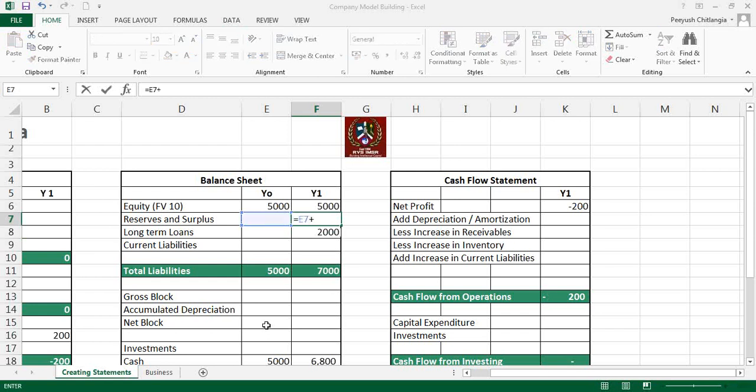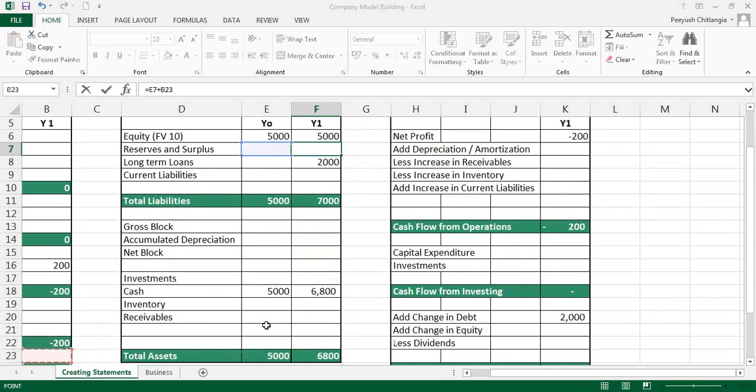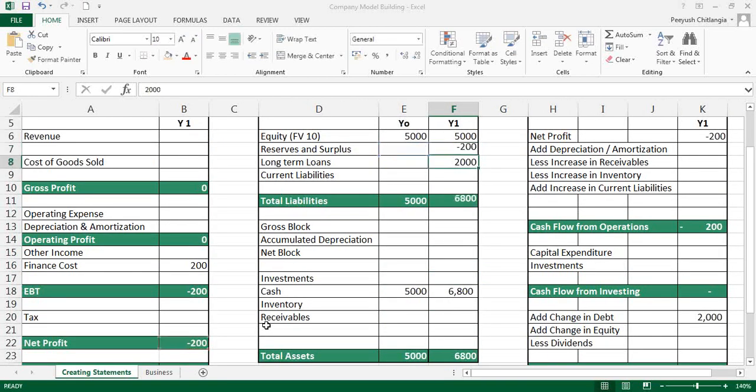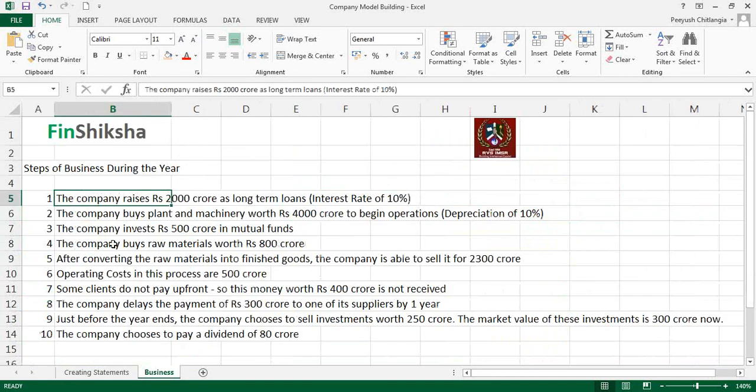So reserves and surplus is last year reserves and surplus plus any undistributed profits. The equity holder value last year was the sum of these two. That's 5,000. This year that's become the sum of these two, which is 4,800. That's because 200 has been paid out by the equity holders, correct? So that brings us to an end of the first step in the business.